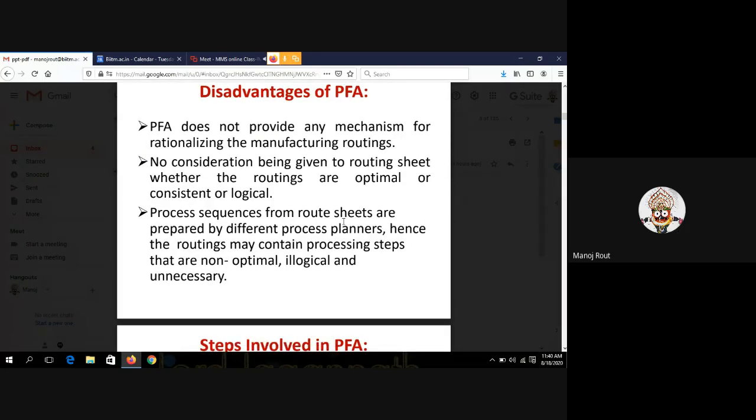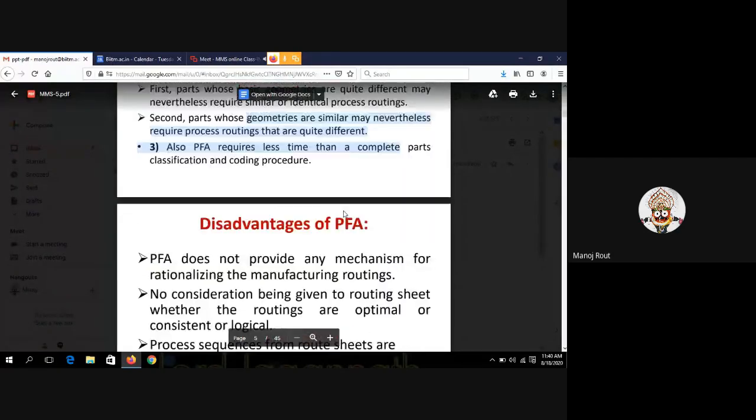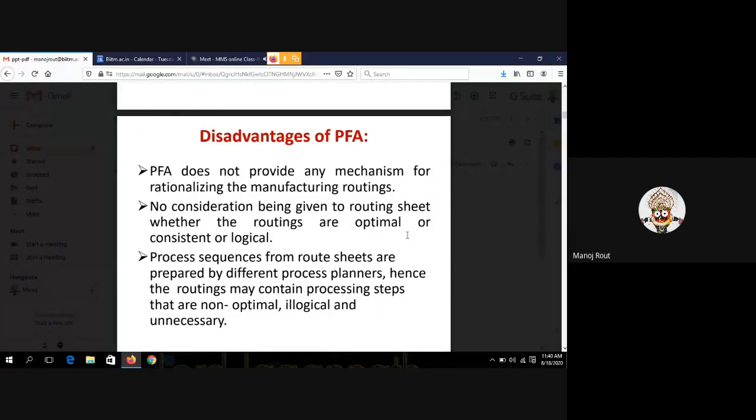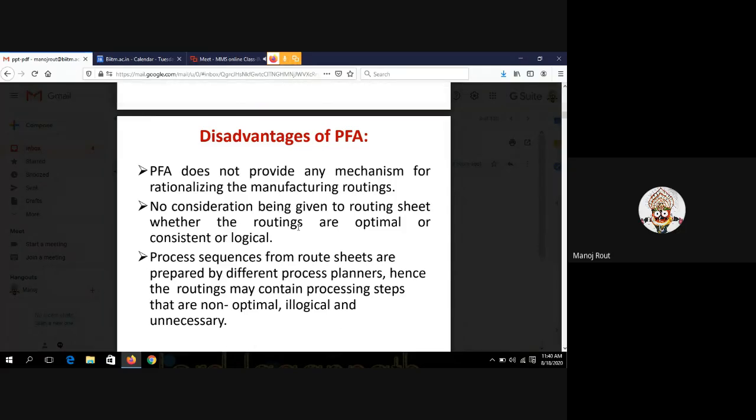The product flow analysis does not provide any mechanism for rationalizing the manufacturing routings. No consideration is given to the routing sheet, whether the routings are optimal or consistent or logical. The process sequences from the route sheets are prepared by different process planners, hence the routing may contain process steps that are non-optimal and illogical and unnecessary. So these are the few disadvantages which directly belong to product flow analysis.